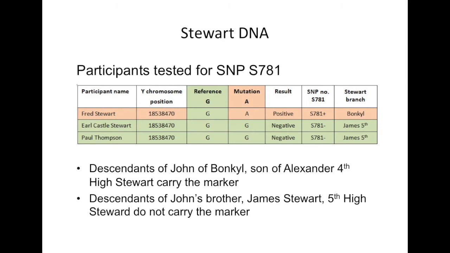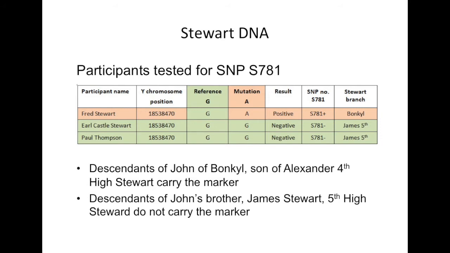On the other hand, the Earl and Paul Thompson, their nucleotide base stayed the same at G. So they tested negative for this, S781 negative, which meant that they were descended from the line from James, 5th High Steward of Scotland.